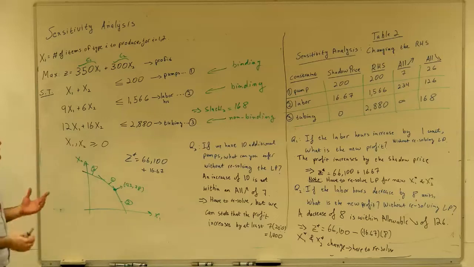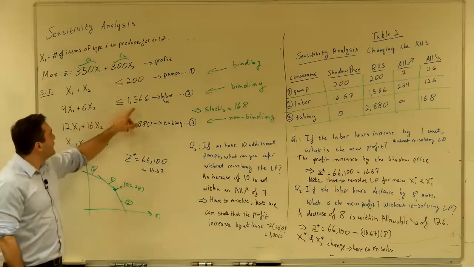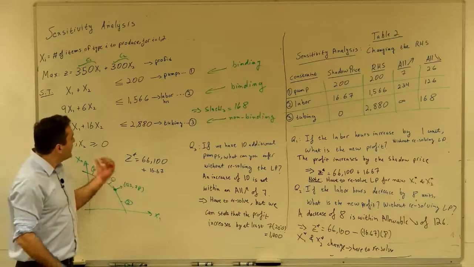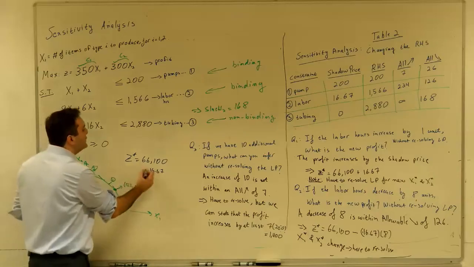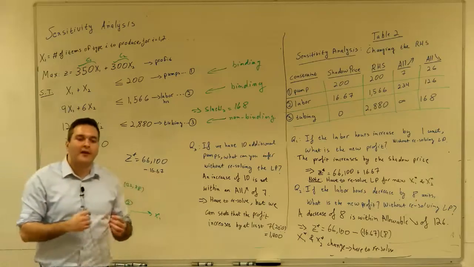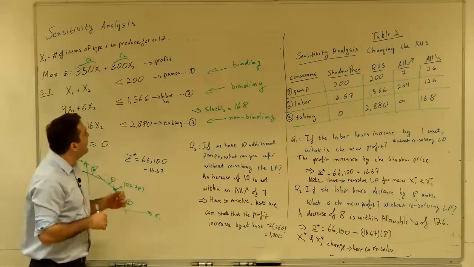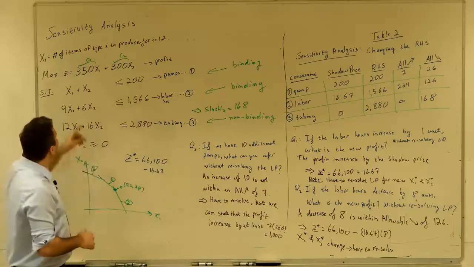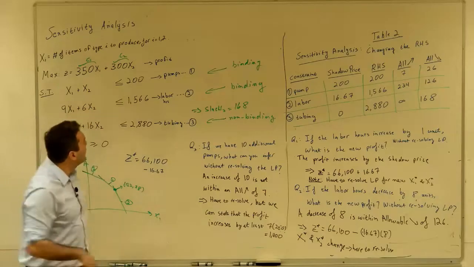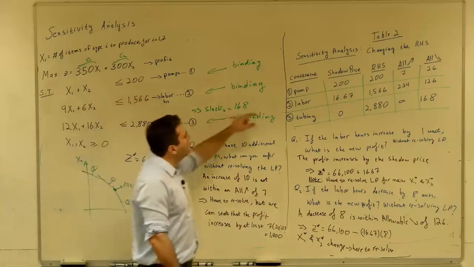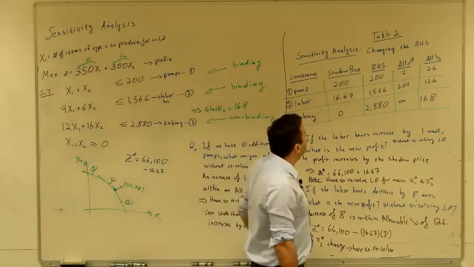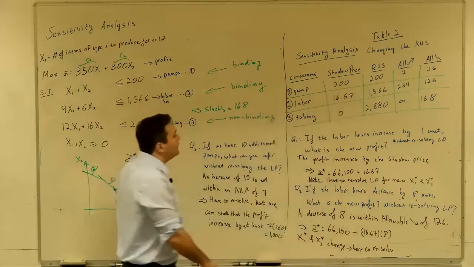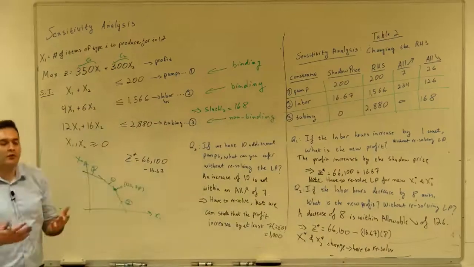Now, it also means that if I lose 1 hour, so if this is 1565, for some reason I lost 1 hour of labor, my profit now will be 66,100 minus 16.67. So really, it sets a price, or a value, to your resources. Let's say we apply it to the pumps constraint. If I have an additional pump, the shadow price is 200, which happens to be equal to the right-hand side. So if this is now 201, my profit will improve by $200.